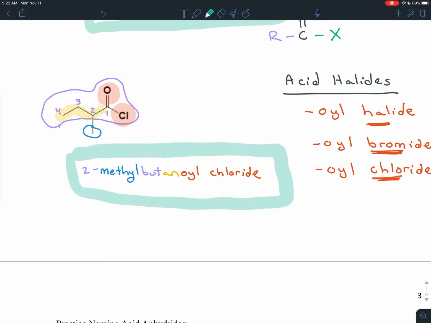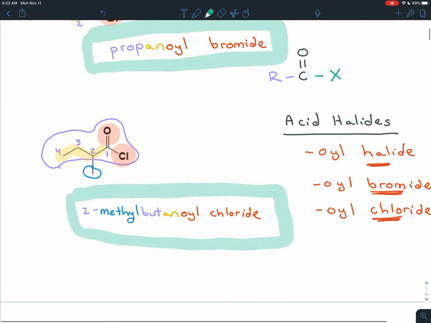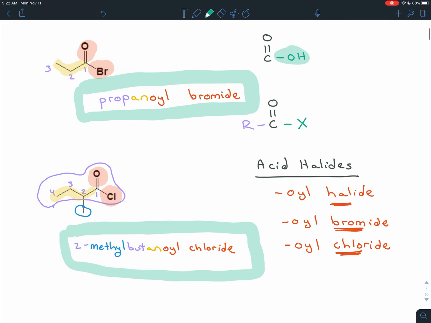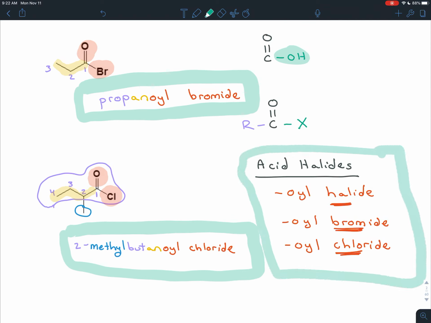So the naming for these is really similar. You have all the different kinks and possibilities as you have in general with naming, having different branches, maybe having a chiral center, etc. And if they want you to name a chiral center, they'll give you the 3-dimensional configuration of the bond. But the new thing here is having this new functional group, these acid halides. And so the one difference that you want to take away from this video is that you have this oil halide. It could be oil bromide, oil chloride, oil iodide, but the oil halide suffix goes with these acid halides.